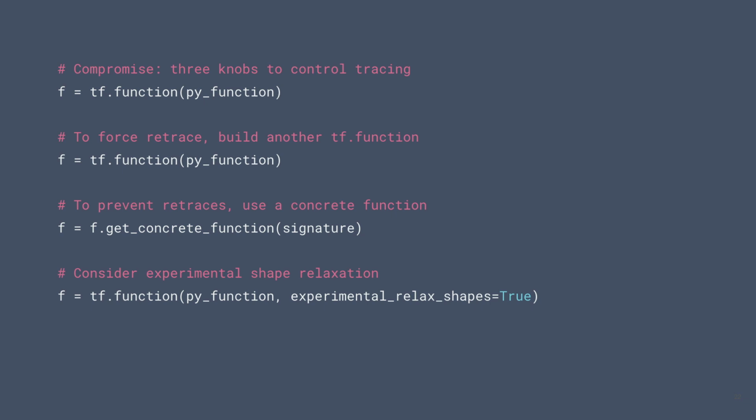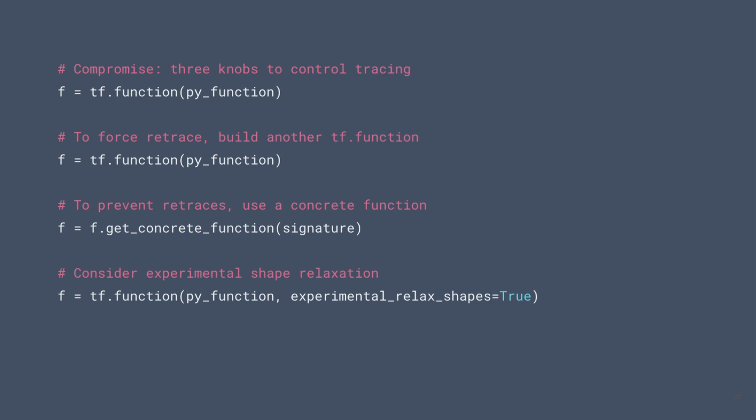You also have the flip side of this, which is to prevent retraces. You have 2 options. One is you can call get_concrete_function on the tf.function object. In that, you pass a signature, and you get a function back that you can call with that signature. And it will specialize on the particular properties of that signature. Or you can pass a signature when you define your tf.function. That also works.